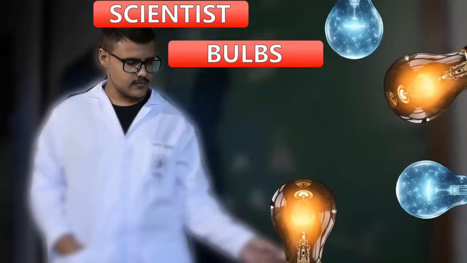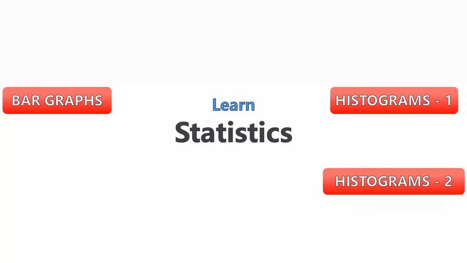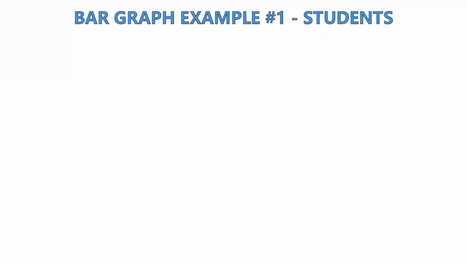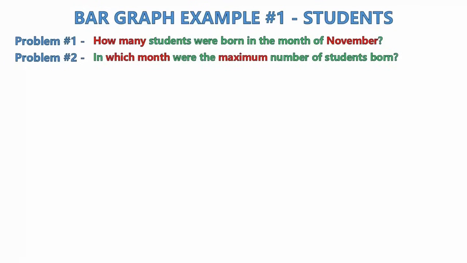Before helping him, we need to learn about statistics, bar graphs, histograms of type 1, histograms of type 2, and frequency polygons. Suppose a class teacher wants to study data of students' birth months. She wants to find out how many students were born in November and which month the maximum number of students were born in, etc.